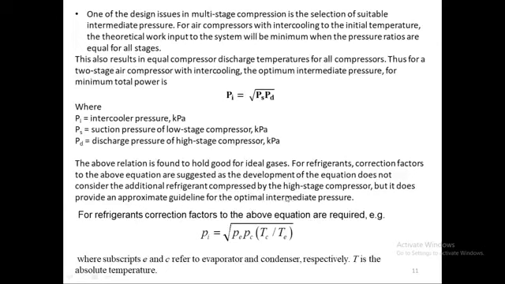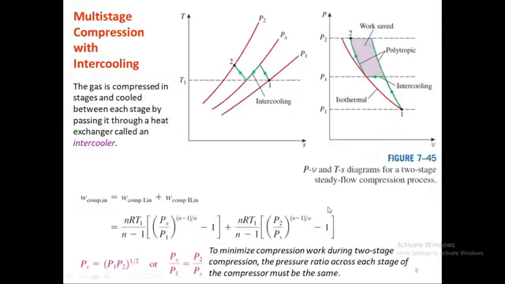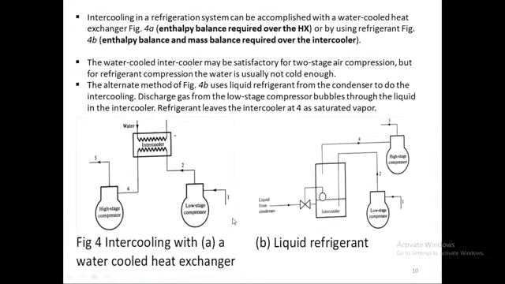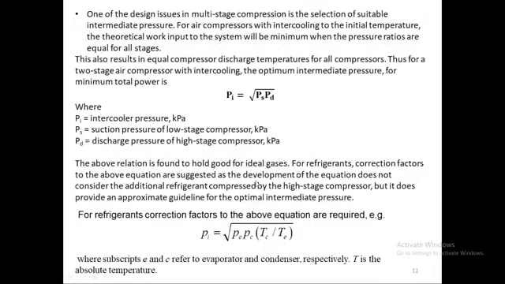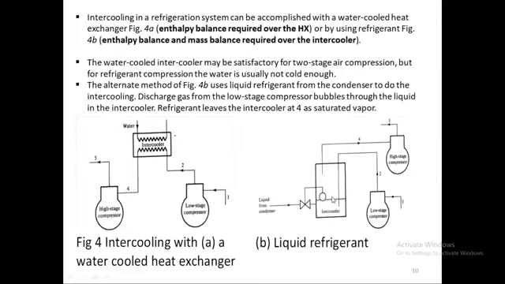For refrigerant correction, of course, we develop all this work considering air, and we treat air as an ideal gas. But here we are dealing with refrigerant, so we have to apply a correction. For refrigerant, correction factors to the above equations are suggested, as the development of the equation does not consider the additional refrigerant compressed by the high stage compressor. So we have a complexity here. It is not just whatever is coming out of this low stage compressor going into this high stage compressor. We have an additional amount of vapor coming from here, from the flash gas removal, or the flash tank. So that is why we have to apply a correction.